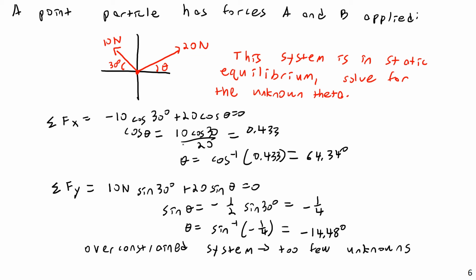So in other words, in order to make this thing at equilibrium in the x direction, theta would have to be at 64.34 degrees. In order to be in equilibrium in the y direction, this would have to be down here at negative 14.48 degrees. And it's impossible for the rope to be at both places at once. It can't be at two places at once. So this thing cannot be in static equilibrium as described. This problem has no solution.